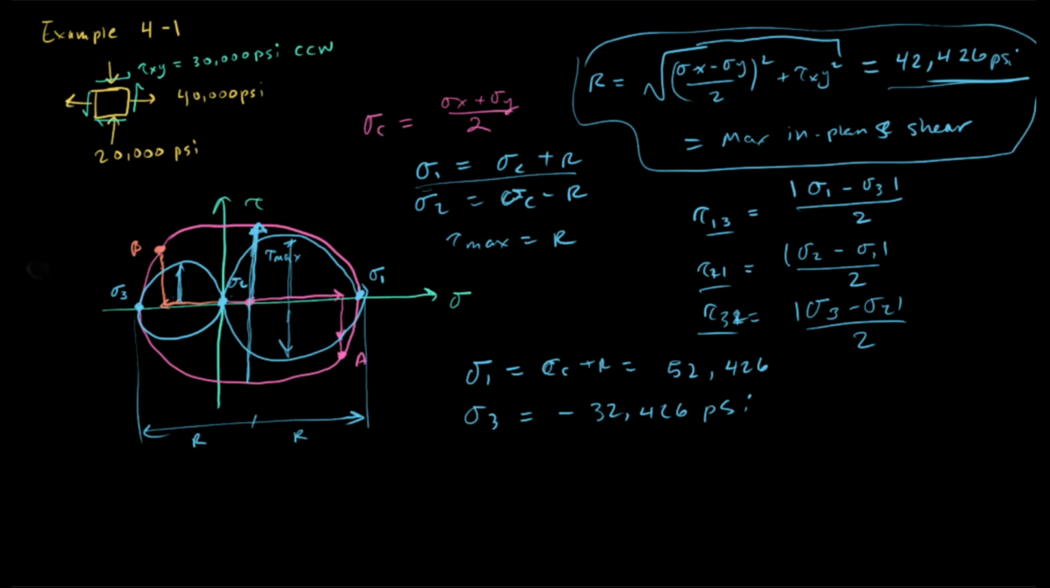Okay, so that's how we use Mohr's circle to calculate our principal stresses, and we'll use those in our failure theories. All right, now let's take a look at example 4-2, and this is where you can get into trouble if you calculate the wrong in-plane shear stresses.